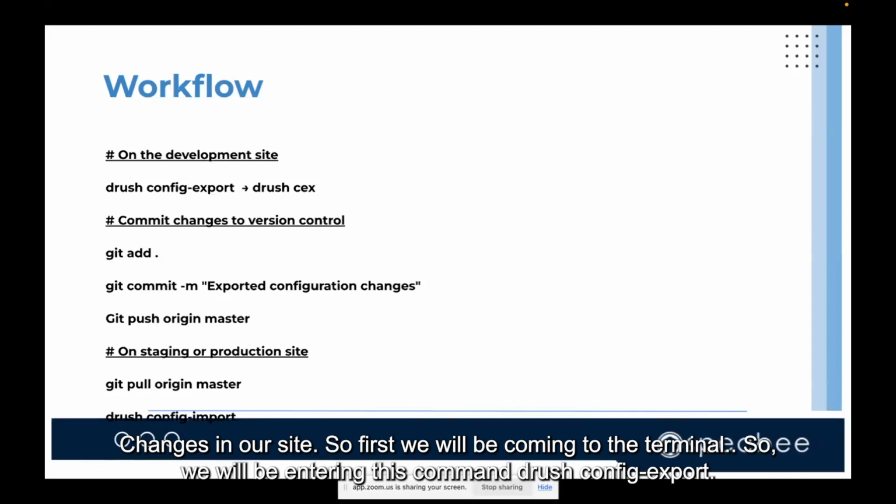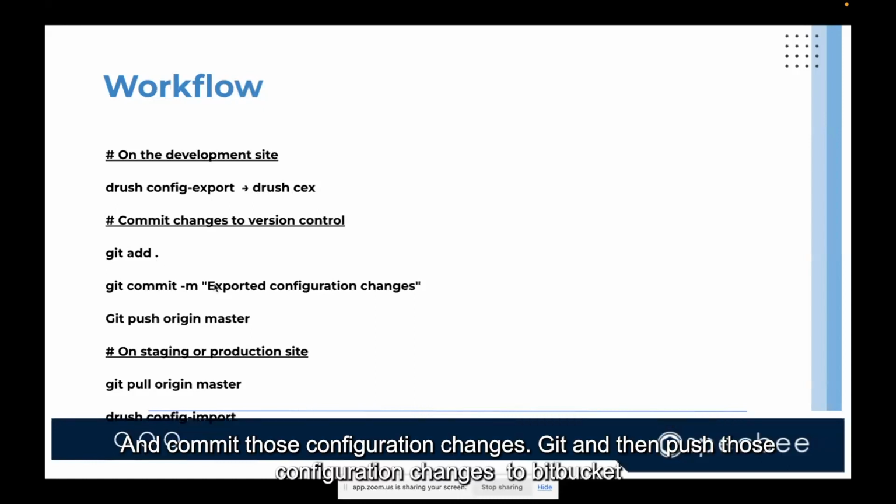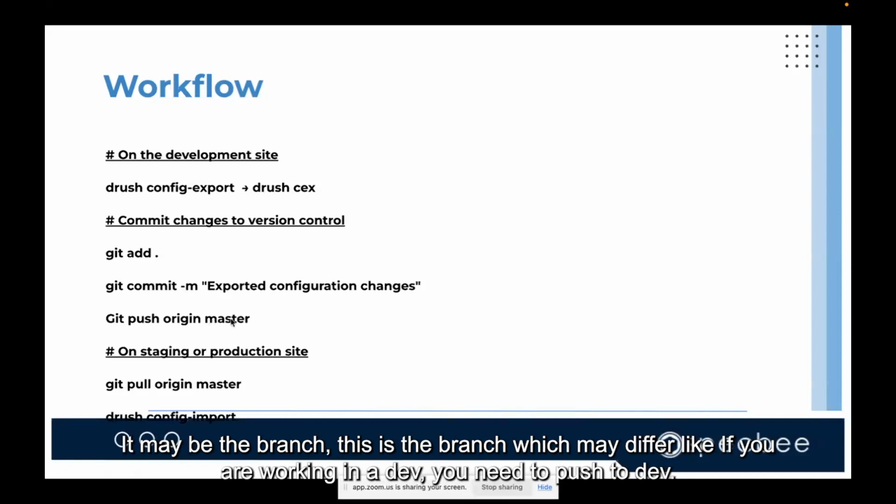Initially, if we are doing any configuration changes in our site, first we come to the terminal and type the command drush config export. This is the short form, drush CEX. It will export all those configurations as YML files. Then we need to add all those config files, commit those configuration changes in git, and push them to your Bitbucket.